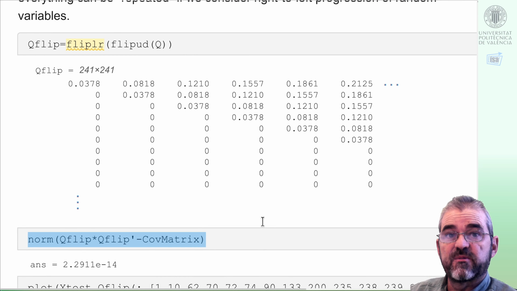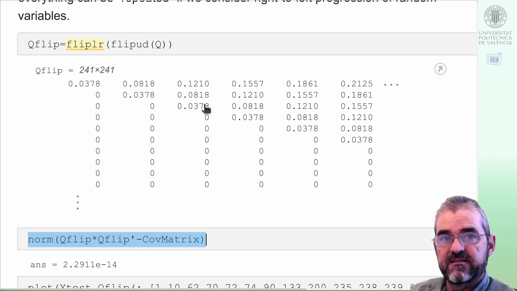And which is the interpretation? Well, if I now plot the columns, then this will be an anti-causal representation. The first variable influences the first, the second variable influences the first and the second, the third latent variable influences outputs 1, 2, and 3. So one latent variable influences the past, let's say, variables and not the future ones.